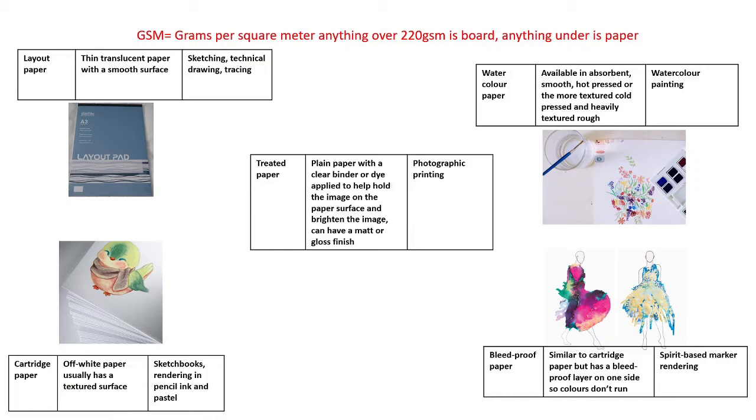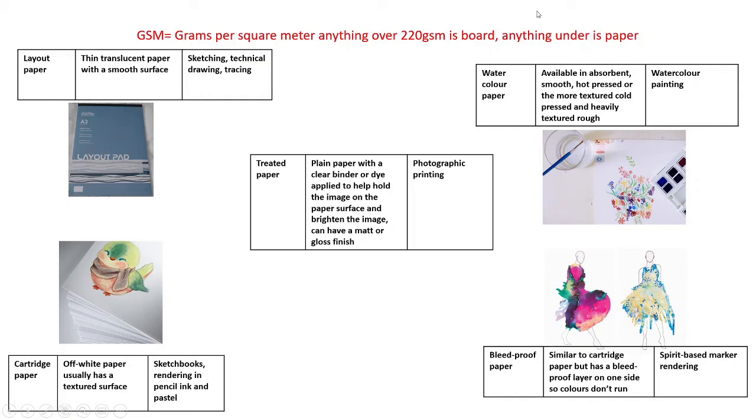So this is treated paper that you can make so it can have a matte or a gloss finish, that you can print photographs on and make it really, really nice, have a nice, good quality, clean photo finish.